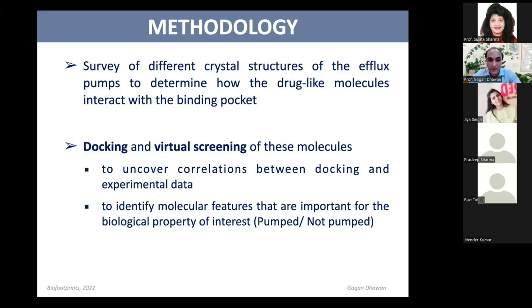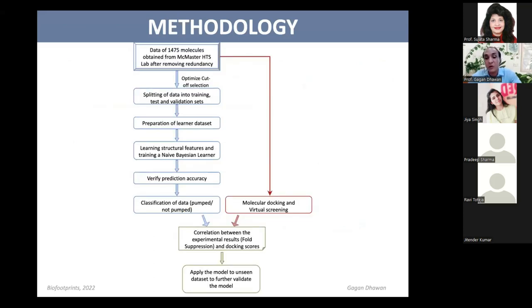Normally आजकल most of the time मैं students से discussion जब भी होता है वो कहते हैं एक software हमने use किया, सर ये data आया है. वो तो कंप्यूटर कर रहा है. आपका रोल, ह्यूमन इंटेलिजेंस उस पिक्चर में कहां आई? This is our aim. So you have to uncover correlations between docking and experimental data and to identify the molecular features that are important for the biological property of interest. In this case, it is pumped and non-pumped.